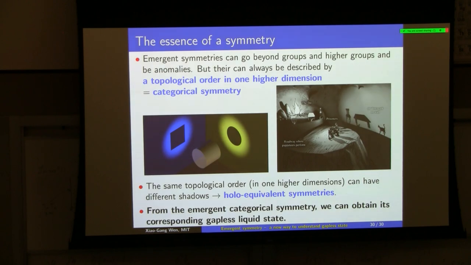So the symmetry actually is not just group theory. It's better to understand the symmetry as a shadow of a topological order in one higher dimension. And one consequence of that is that the same topological order may have a different shadow. That means symmetries described by different groups and different anomalies can be totally equivalent. So you can see a lot of equivalence relations between symmetries, some of which are kind of surprising. But in this talk, I mainly described that emergent symmetry can be a systematic way to understand gapless states. It's just a very, very early stage. Hopefully, using this point of view, we can develop a systematic theory for gapless states and for critical theories. Yeah, thank you very much.